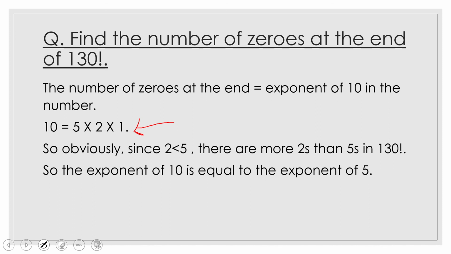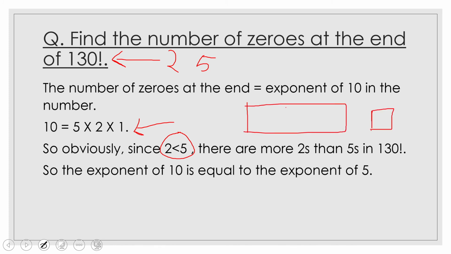Now obviously 2 is less than 5. This means that in 130 factorial there are more 2's than 5's. So the exponent of 10 is equal to the exponent of 5 because there are several 2's but limited 5's. So we can multiply the number of 5's into the number of 2's and get those many 10's. So indirectly, the exponent of 10 is equal to the exponent of 5.